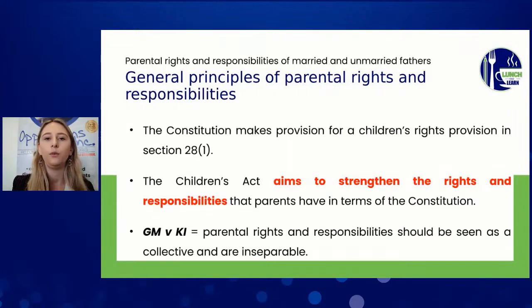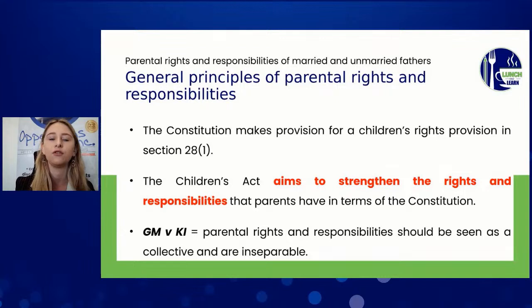Okay, so we know that the Constitution makes provision for children's rights in Section 28.1. So Section 28.1 specifically sets out the rights that children are entitled to, in addition to the rights that they're entitled to in the rest of the Constitution. And Section 28.2 states that the best interests of the child are of paramount importance in all matters concerning them. So the Children's Act aims to strengthen those rights contained in the Constitution. So it strengthens the rights and responsibilities that parents have towards their children in terms of the Constitution.